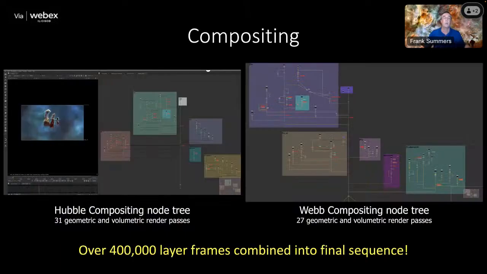The next stage, of course, is compositing, taking all of that together. 31 passes for the Hubble model, 27 passes for the Webb model. These are the compositing trees in our software, and everything flows through them. And then you got a roto, and you got to do all of that. It's just a much bigger compositing job than we've done before as well. All right, finally, we're getting to the movie.